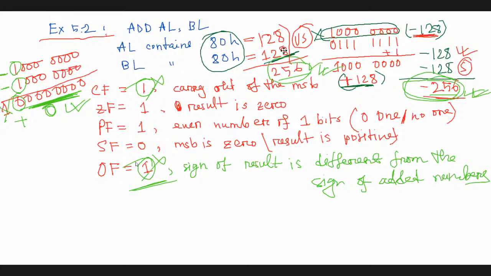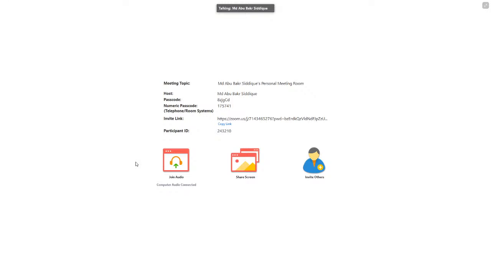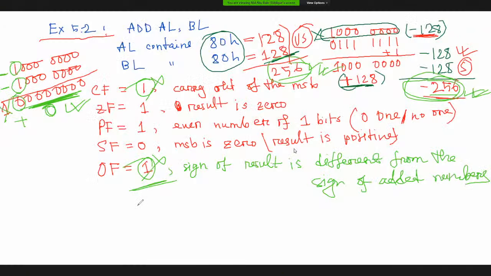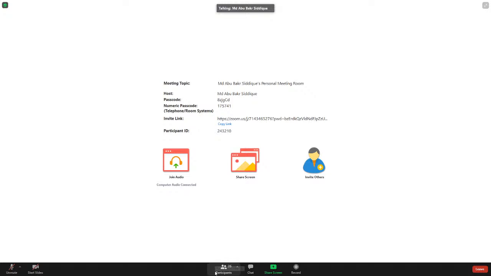Sir, 5 minutes remaining in this case, sir. Oh, auxiliary carry flag. Tell me, what will the auxiliary flag be? It will be 0, sir. It's simple. There is no carry out from bit 3, right? Yes, sir. So it is 0. Good. Auxiliary is 0.